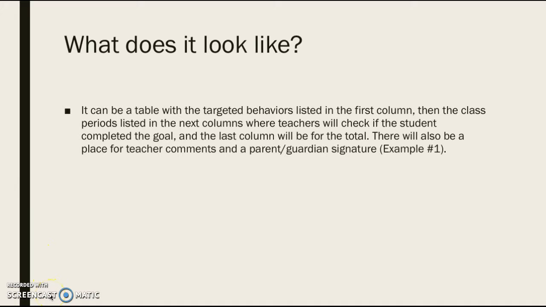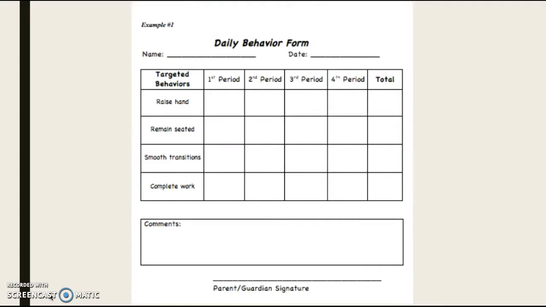What does a daily behavior form look like? It can be a table with the targeted behaviors listed in the first column, then the class periods listed in the next columns, where teachers will check if the student completed the goal, and the last column will be for that total. There will also be a place for the teacher comments and a place where the parent or guardian can sign. This is an example of what I was talking about.